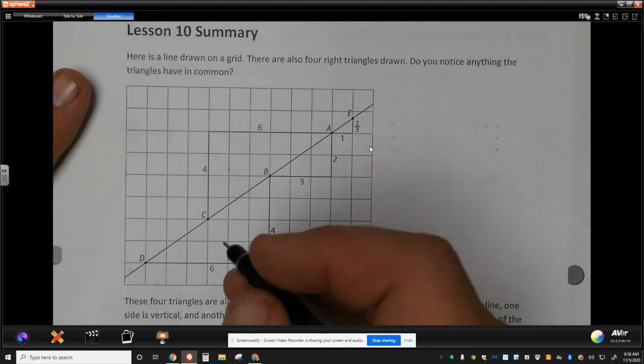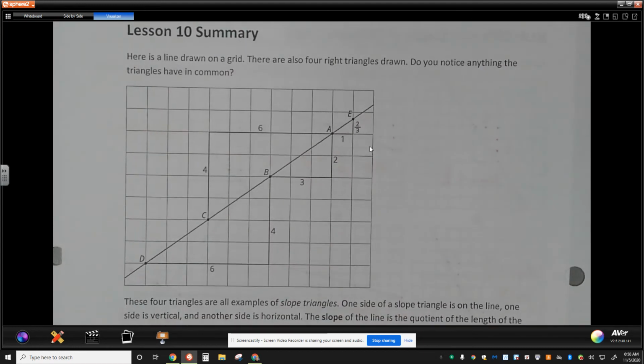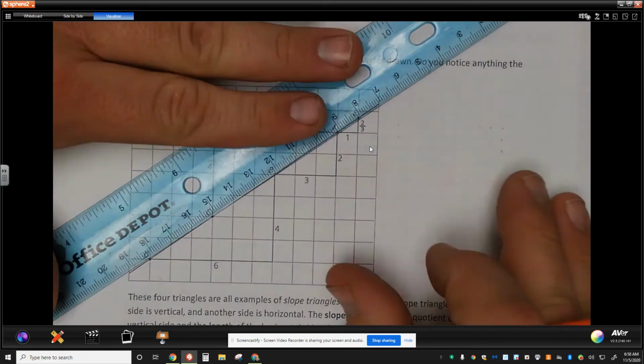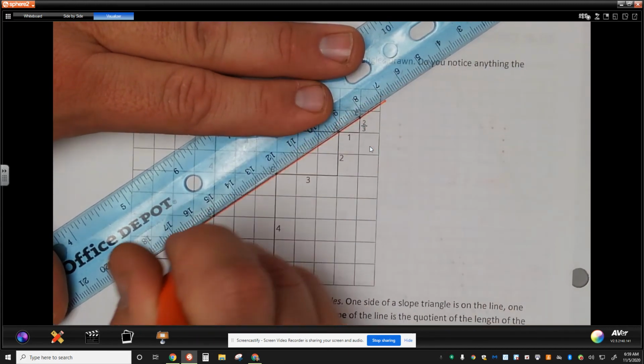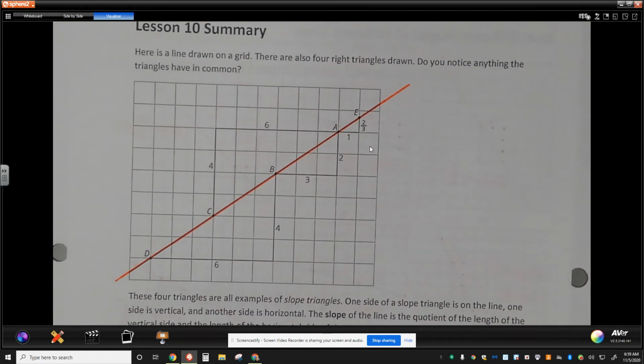We notice something in common: the triangles all have the exact same line running through their longest side. That helps us determine that, in theory, all of them have the exact same slope. I'm going to draw this one in orange. We should understand that any point along this line, or distance between any 2 points along this line, is going to give us the exact same slope.